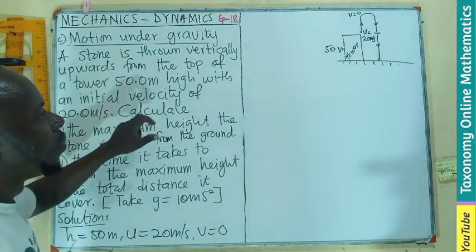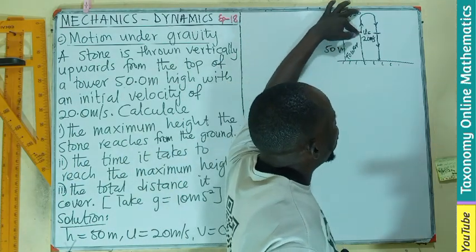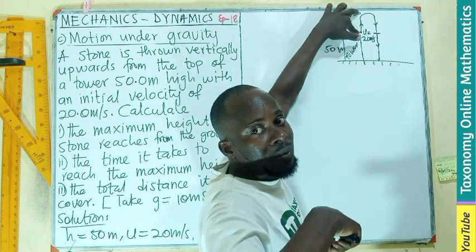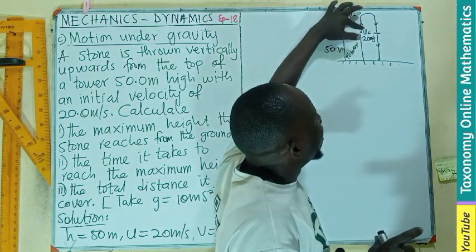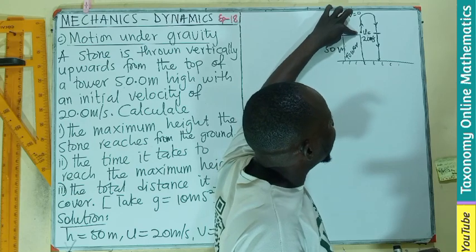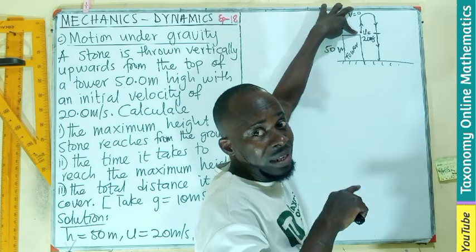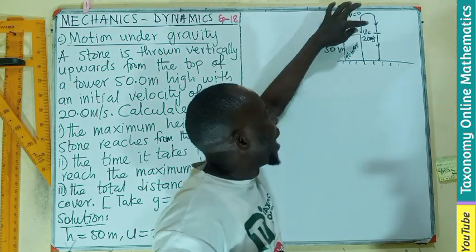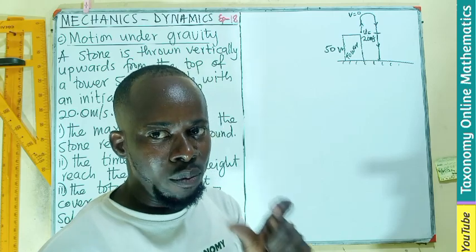What are we looking for? The maximum height reached. We are looking for the height from the top of the tower to where the stone will reach before turning down. We know the initial velocity and the final velocity. Time is not known, though we can find it anyway. We are looking for height, so I can stick to the equation of motion.